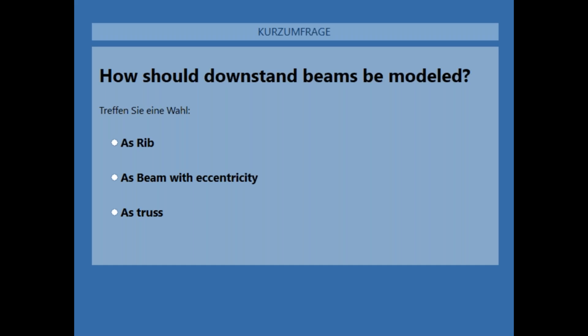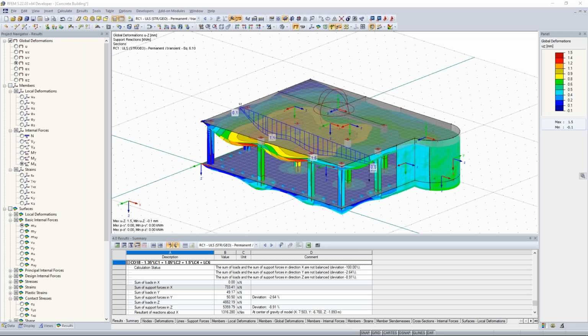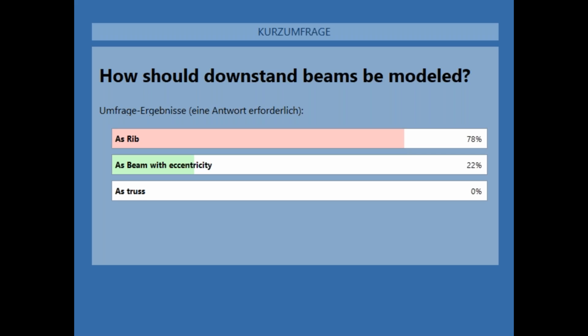Okay, most of you have chosen. I close this poll and show you the results. So what you learn in this training is that downstand beams should always be modeled as ribs. Really as ribs, because there you also consider the internal forces of the surface and of the member because of the integration widths.